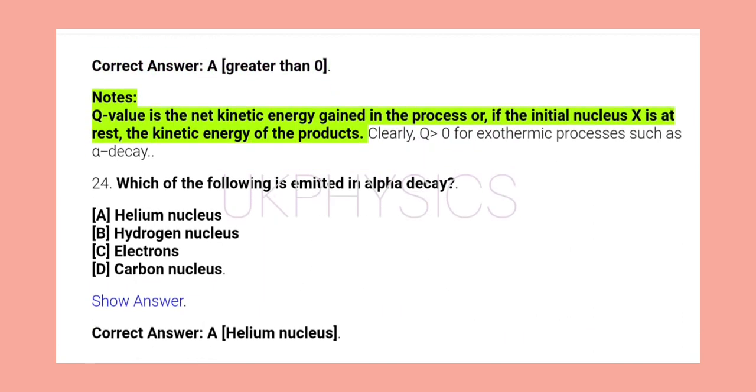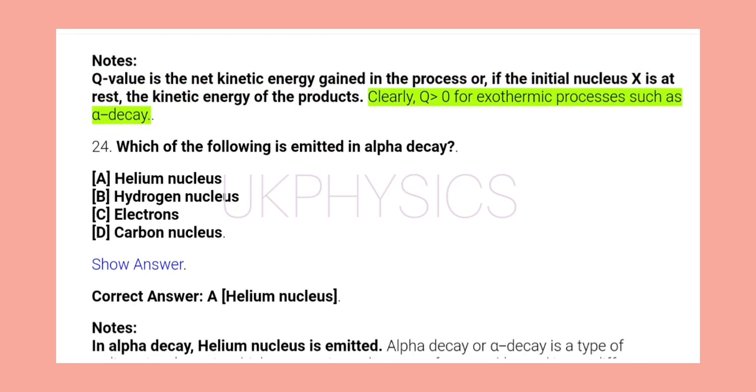Notes: Q value is the net kinetic energy gained in the process. If the initial nucleus X is at rest, it is the kinetic energy of the products. Clearly, Q greater than 0 for exothermic processes such as alpha decay.